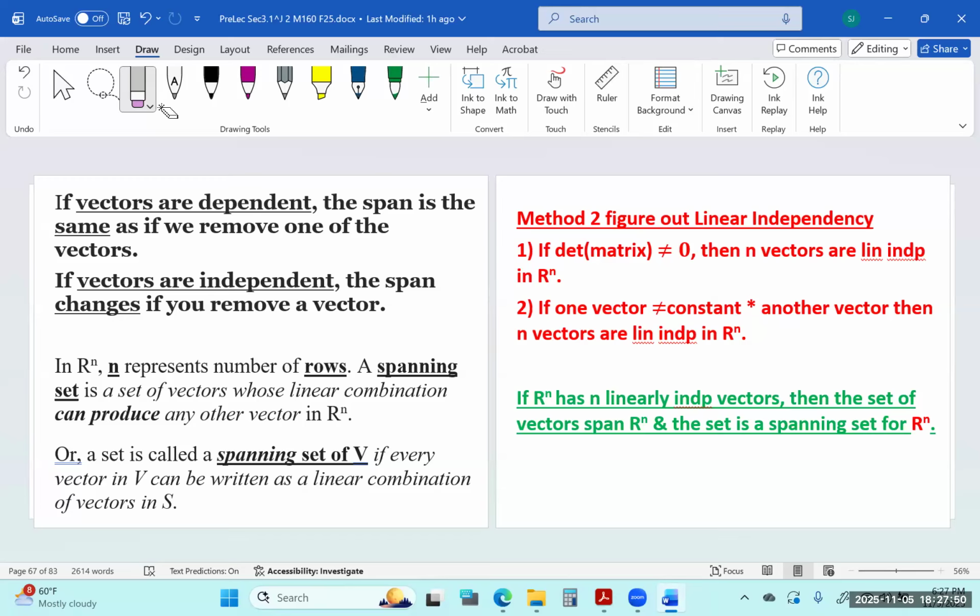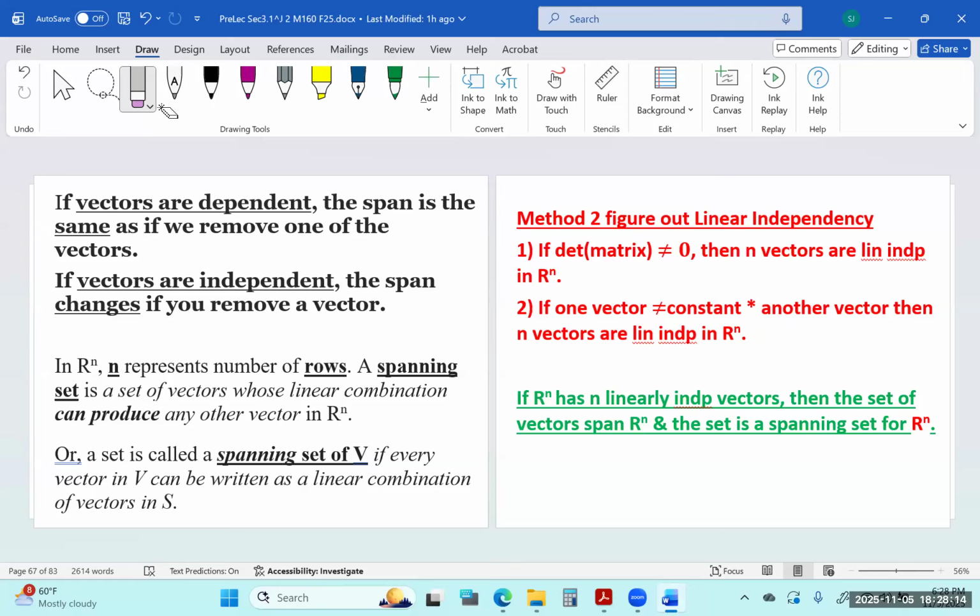And if you are in a larger space than R2, like R3, R4, R5, then the easiest way to figure it out is to find the determinant. So create a matrix with all the vectors given to you and see what the determinant of the matrix is. If the determinant is not 0, then they are linearly independent.